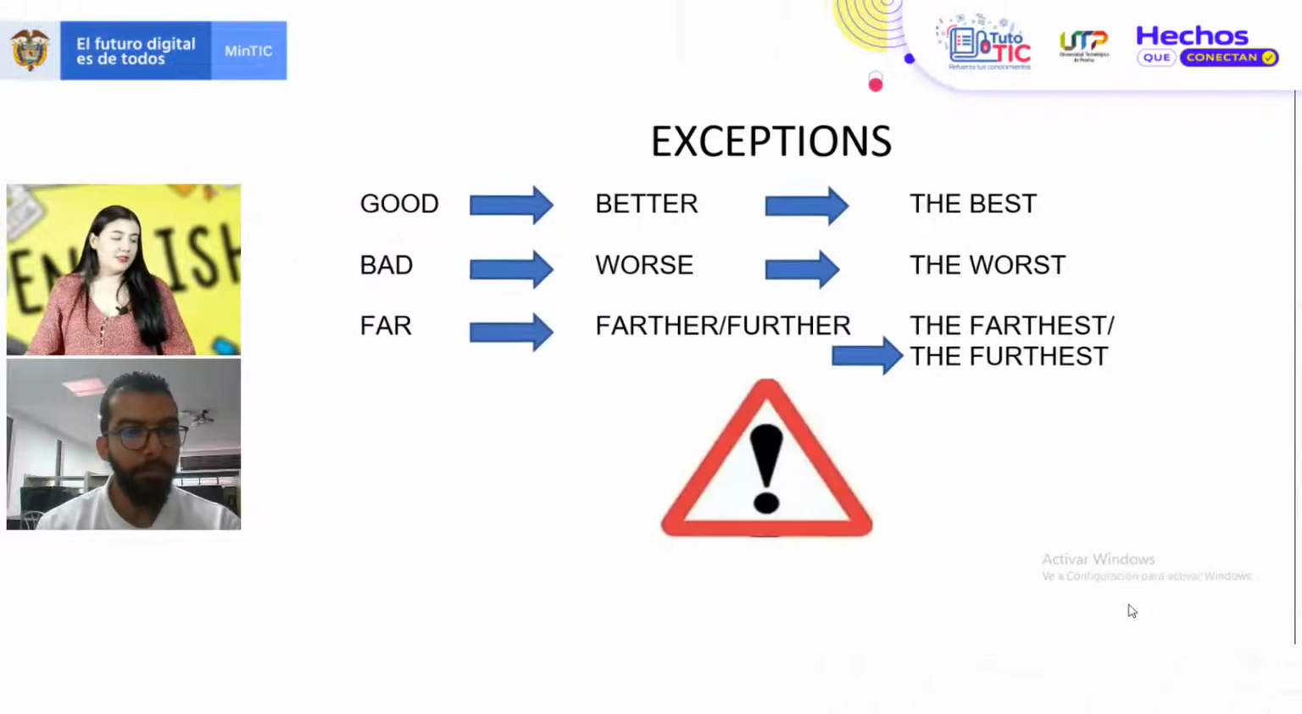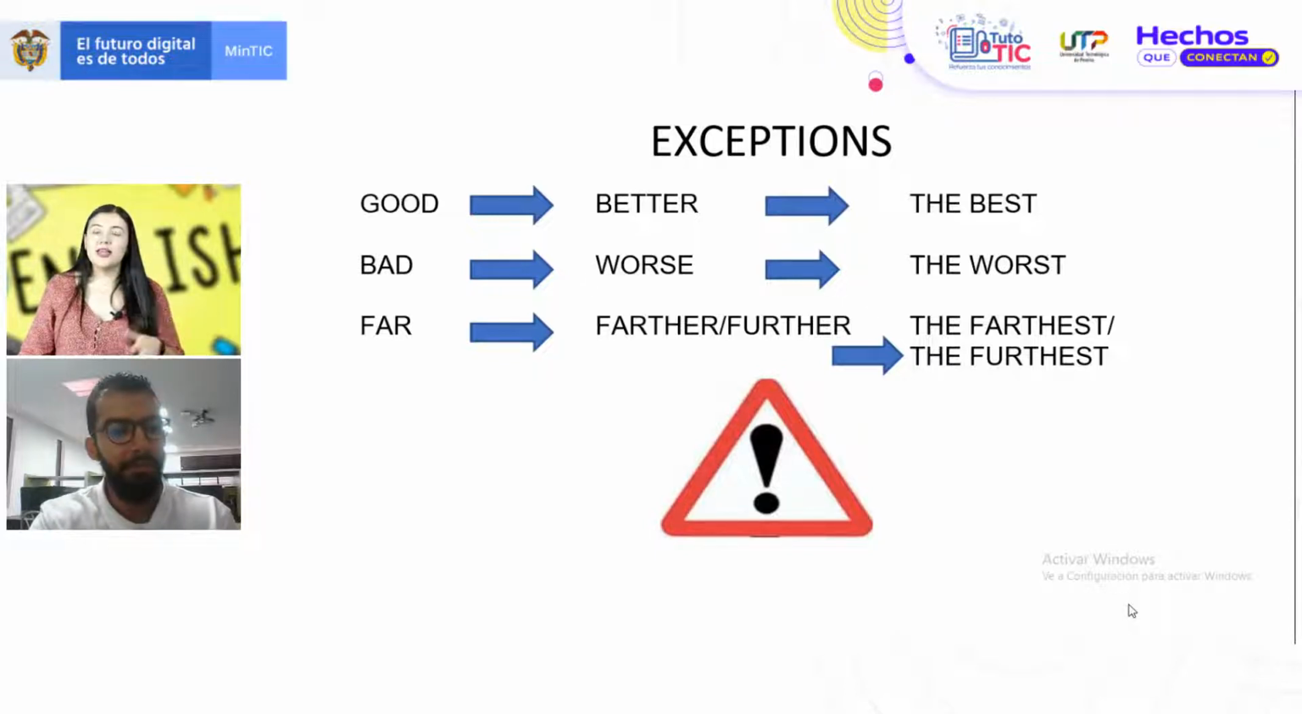Bien, entonces, hay unas excepciones, ¿sí? Hay unas excepciones, pero la buena noticia es que son solamente tres, ¿sí? Tres en todos los adjetivos que tenemos en inglés. Entonces, son solamente tres, es muy fácil de identificarlos y es good, que es un adjetivo que usamos muy comúnmente, good, bueno, ¿cierto? Bad, que es malo, y far, que es lejos. Esos son los tres adjetivos que incluyen nuestras excepciones.